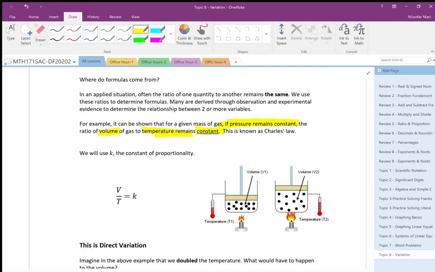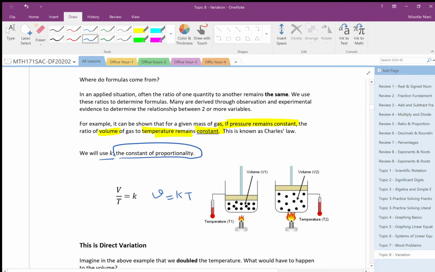Sorry for the noise. So the ratio of volume to temperature is constant. This means V over T is K, which is constant. We call K the constant of proportionality. In this lesson, when we talk about direct and indirect, we say constant of proportionality. So what happened here? I have V equal KT.